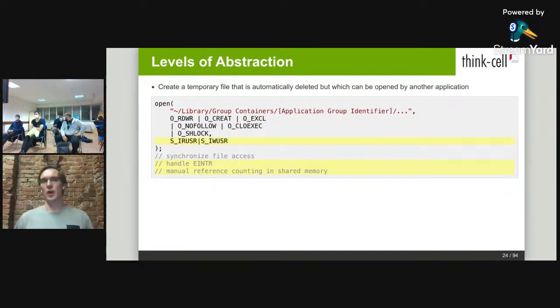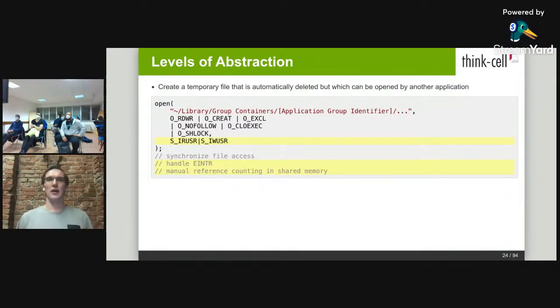Well, maybe we open the file first. And again, there are some system-specific settings we have to set. Maybe we have to handle that the open can be interrupted by a signal and it can return EINTR, and then we have to retry the open. Well, then we can say, okay, how can we make sure that the file will be automatically deleted? We could implement our own reference counting, for example. Maybe we can reference count the file in some shared memory data structure.